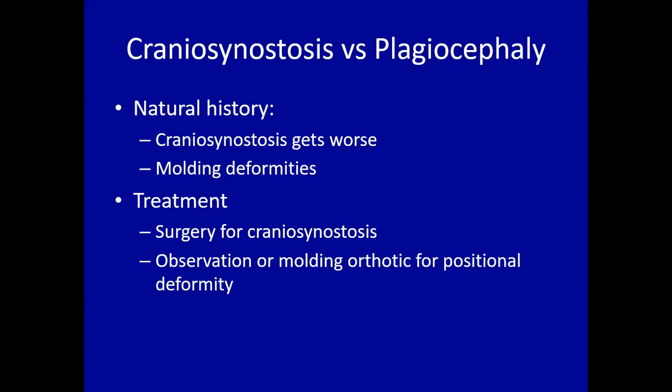So craniostenosis versus plagiocephaly. You can get really hung up on these terms. They're not going to use these terms all that often. I don't know if it's really high yield, but the natural history is that a craniostenosis gets worse and can cause permanent abnormalities, and the treatment for craniostenosis is surgery. So if we identify an early closure of a suture line, then we need to refer to orthopedics.